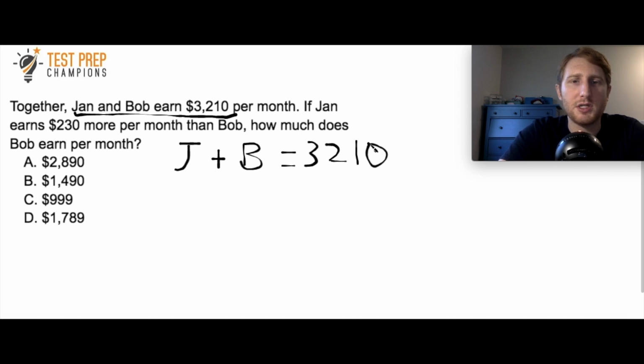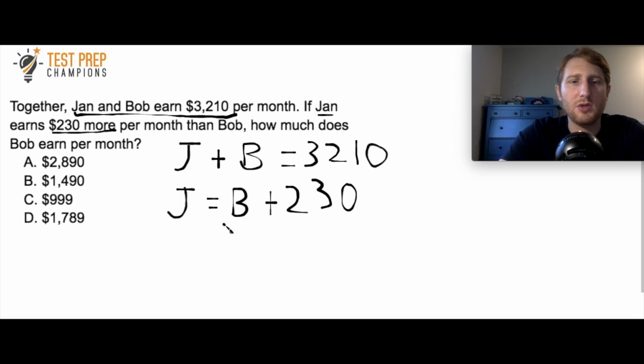Now the second equation comes from the fact that Jan earns $230 more per month than Bob. So I can say J equals what Bob earns plus 230. In other words, 230 more per month than Bob. So I've got two equations here.